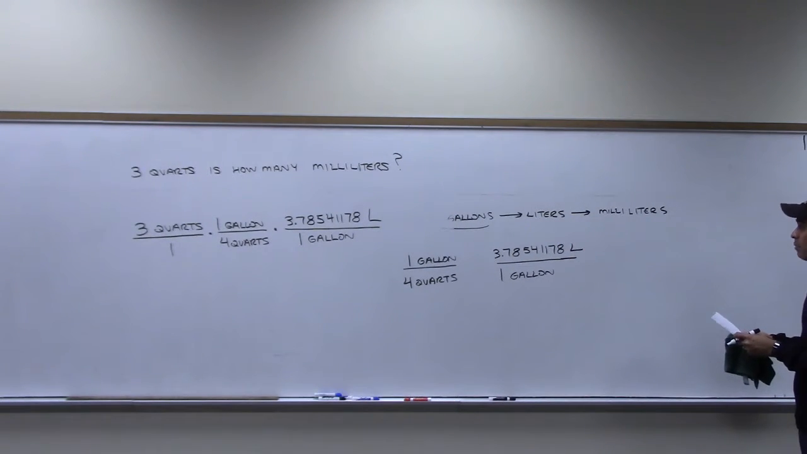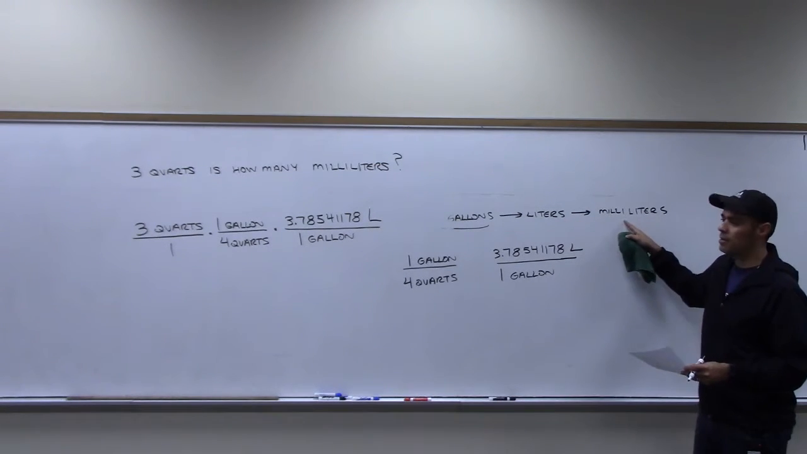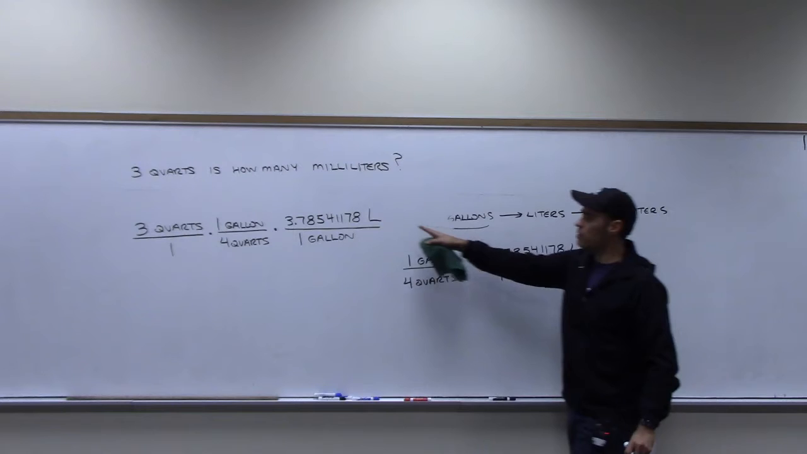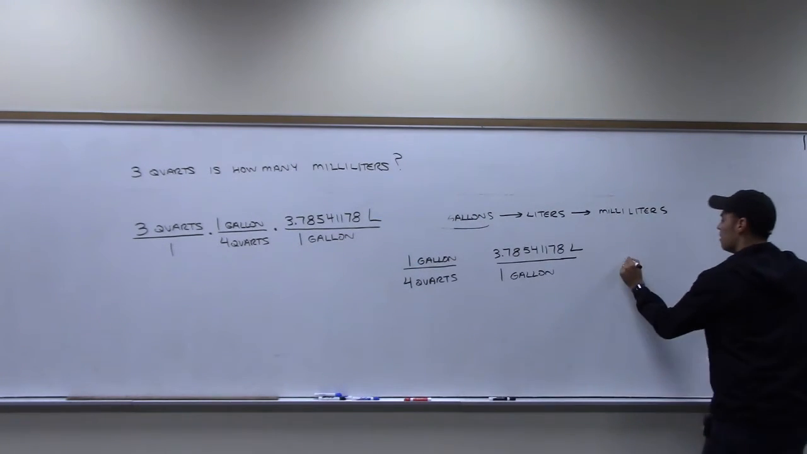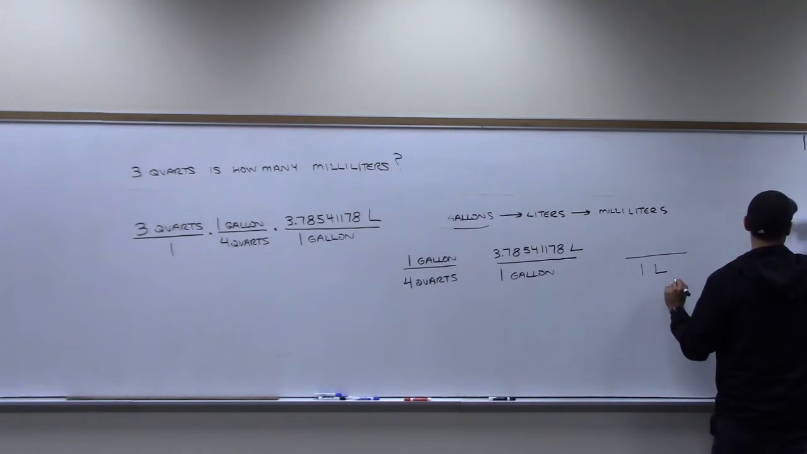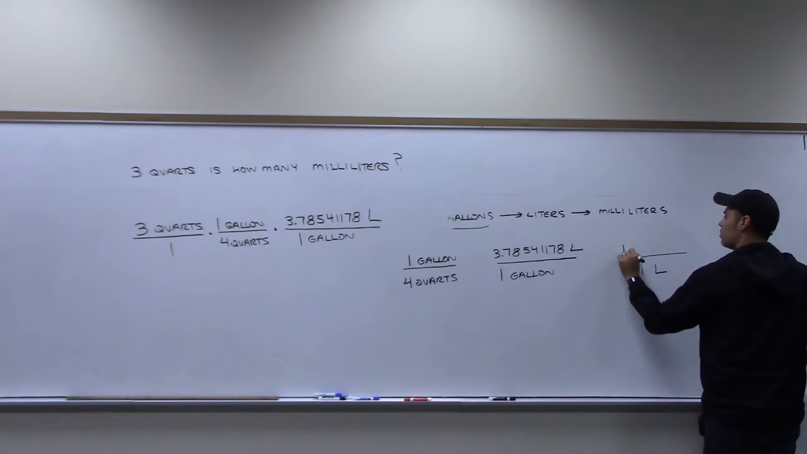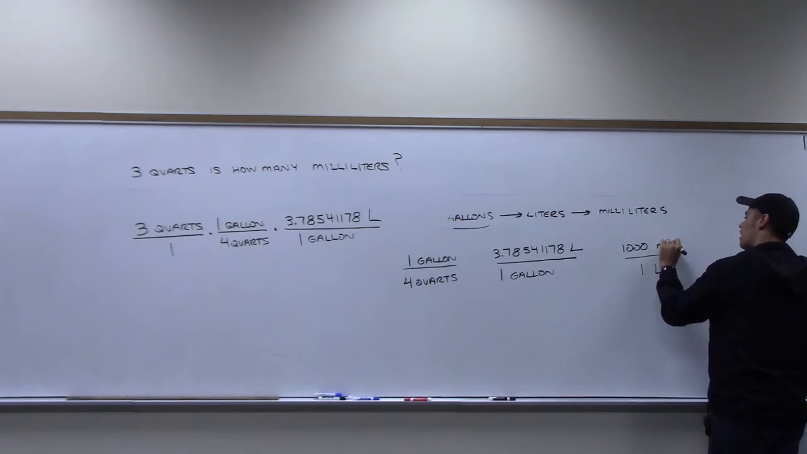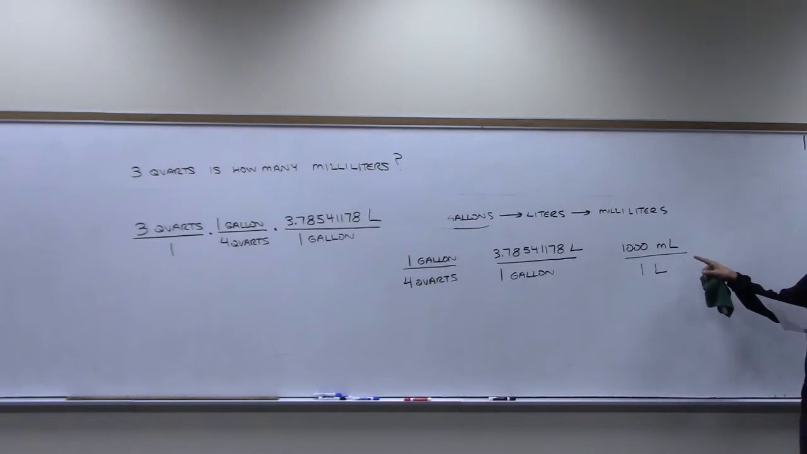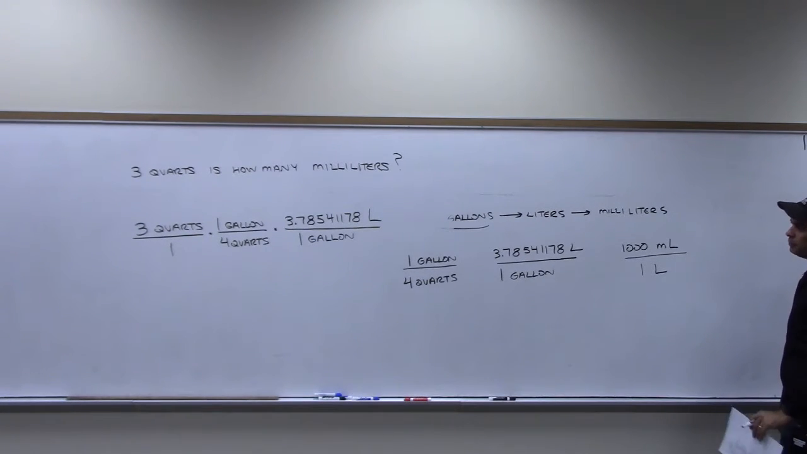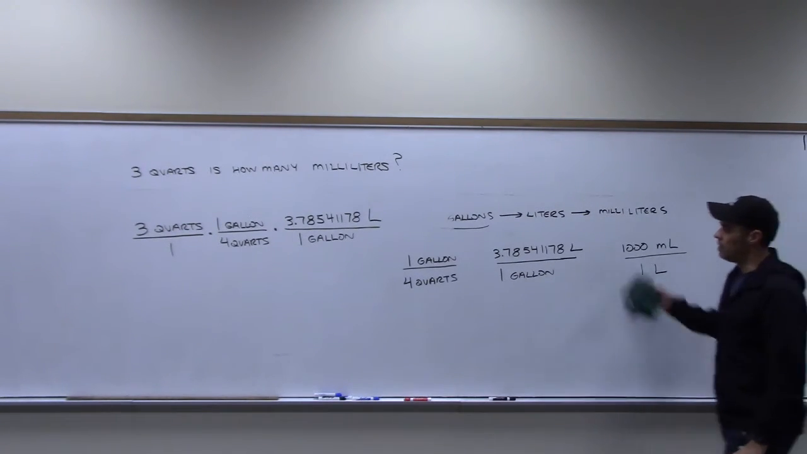All right, are we done? No, we need to go from liters to milliliters. I want the liter to go away, so I want the liter on the bottom. 1 liter is 1,000 milliliters. We can put ml instead of milliliter. You can just write ml. Does it say it there? Yeah, it does. So I slap that in over here.